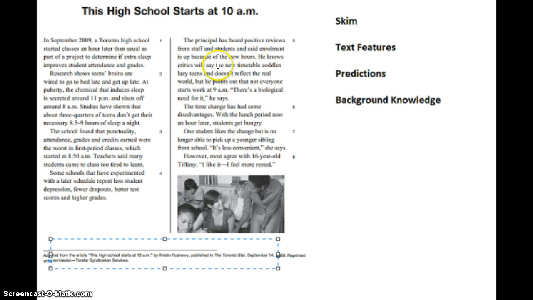You're going to want to make some predictions, maybe activate your background knowledge. For instance, high school starts at 10. Hey, that sounds like a great idea to me. I know I've heard some things saying that it's probably better for learning if high school starts a little later. So use those pre-reading strategies before you get into it. Don't forget to do that because it's going to help frame your reading and make your comprehension that much better.